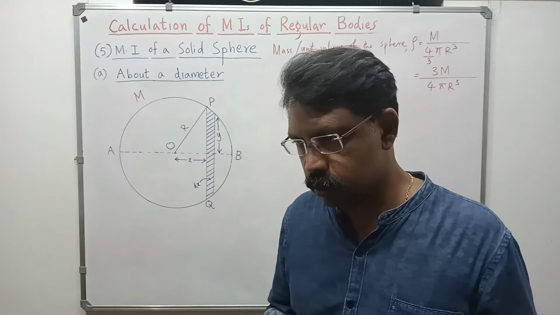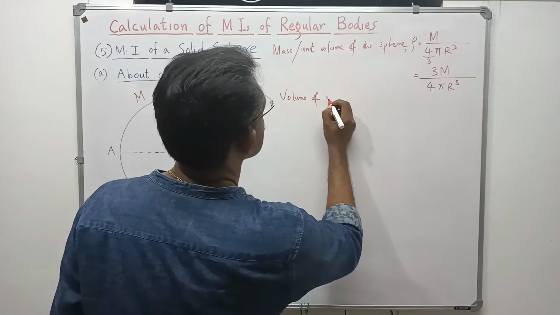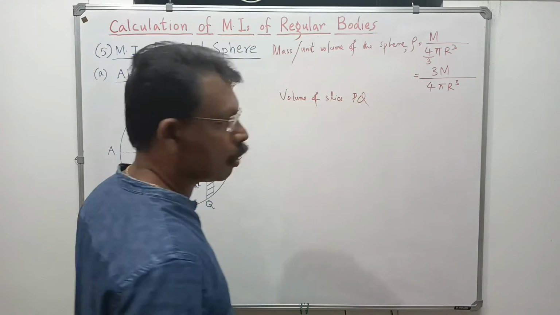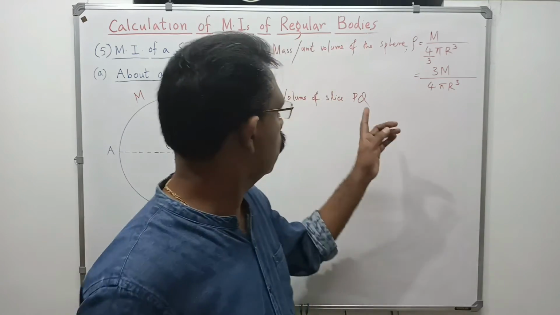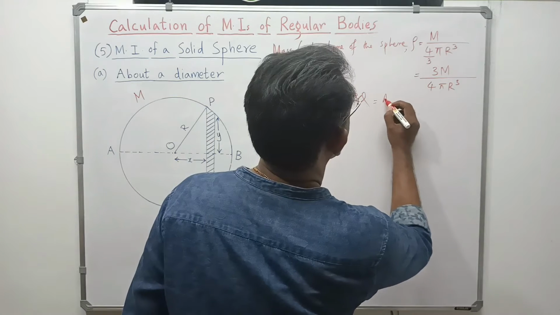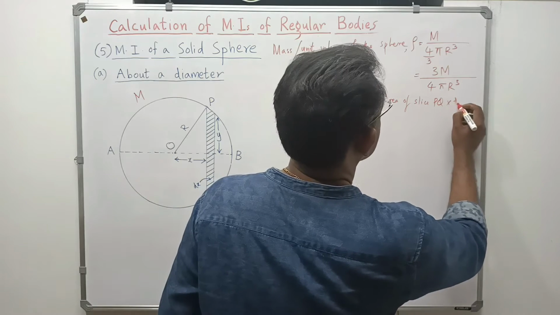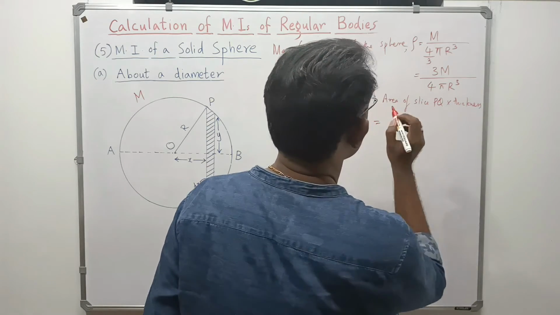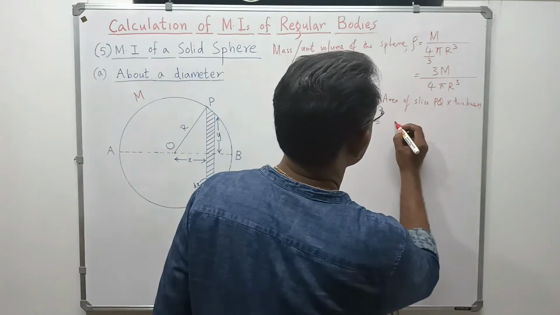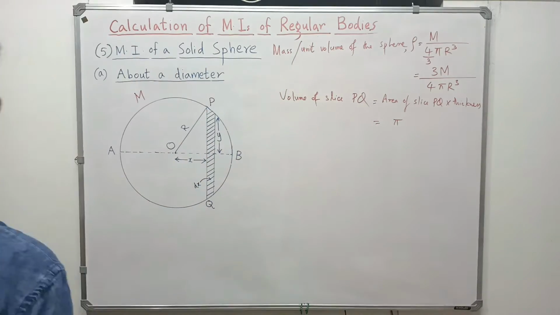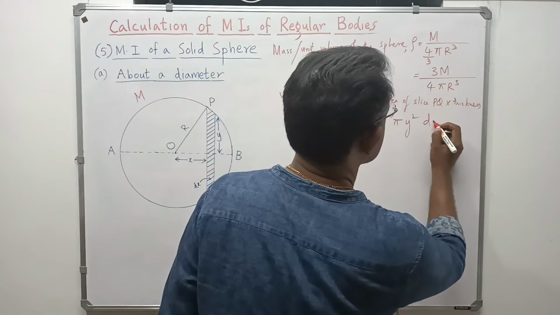So what is the volume of this slice? Volume of this small slice, volume of slice PQ. In order to find that, we will have to find the area into thickness. So volume of slice PQ will be equal to area of slice PQ into thickness. So what is area? This is a disk of radius y, so the area is given by pi y squared into thickness.